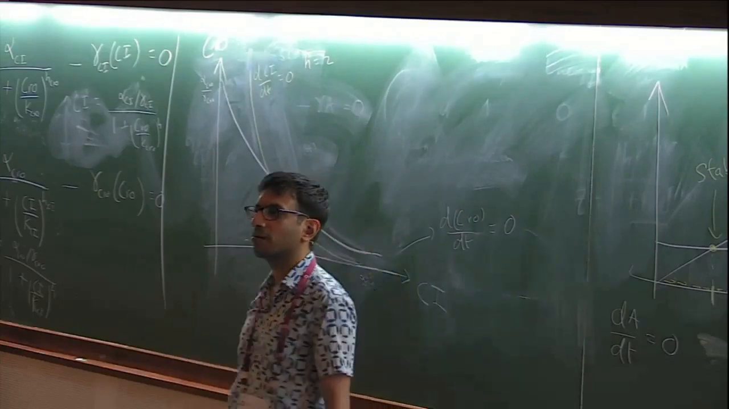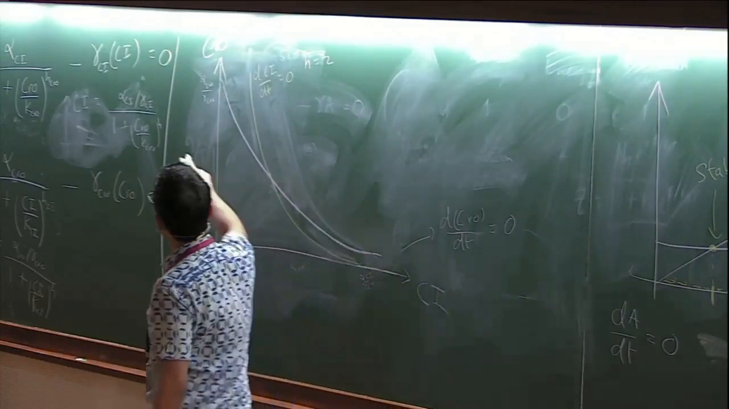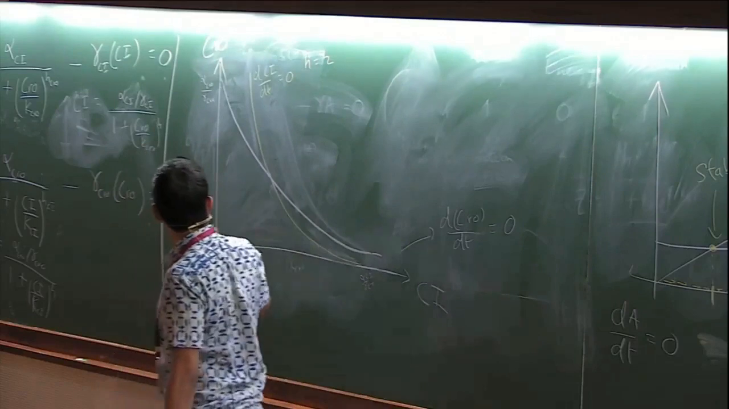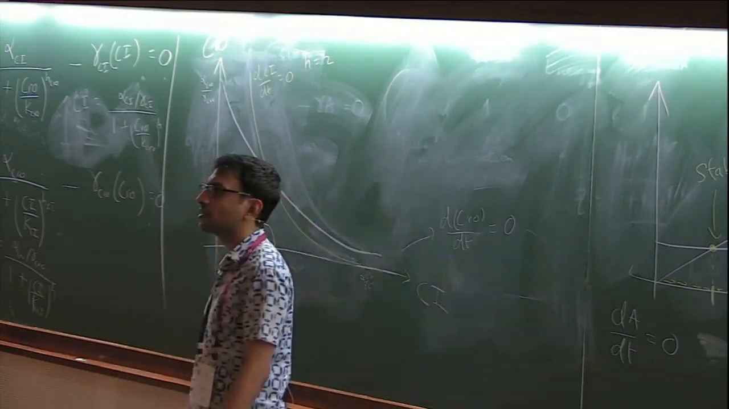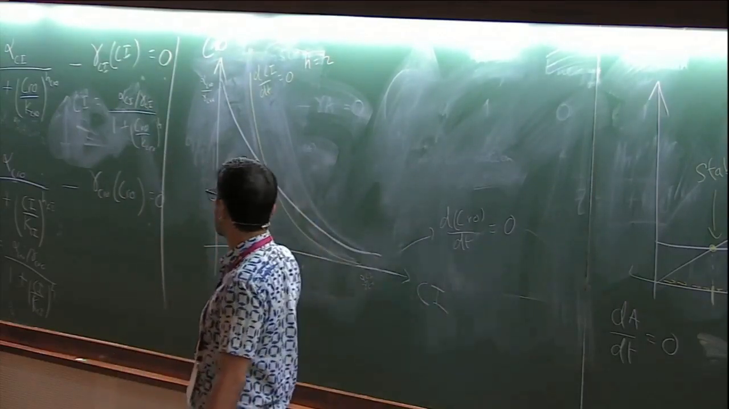And the same rules apply. Where both the curves cross, that's 0 and that's 0. And therefore, this will be the steady state. So if the curves look like this, there is only one place they can cut.